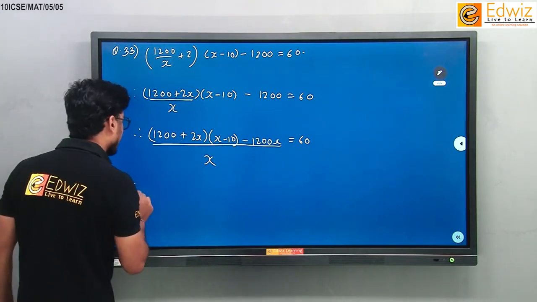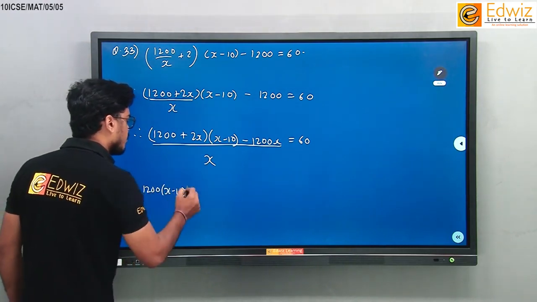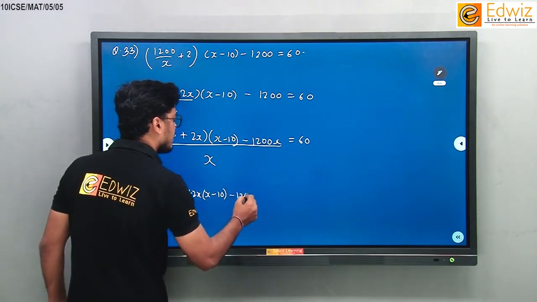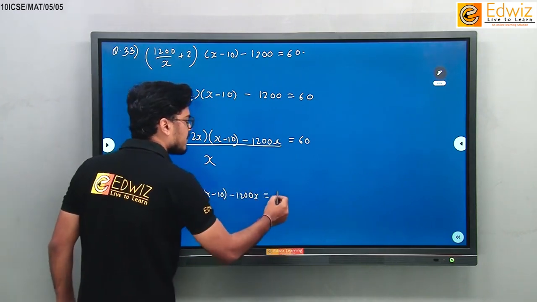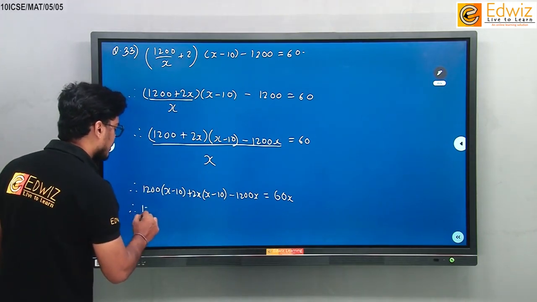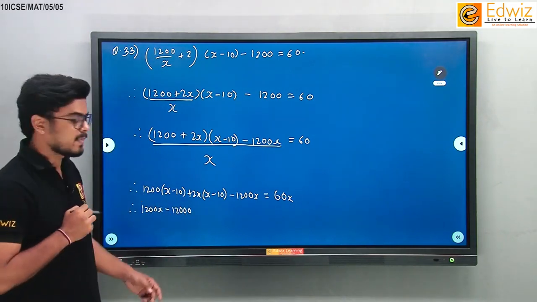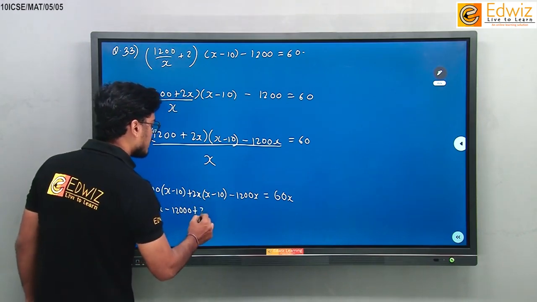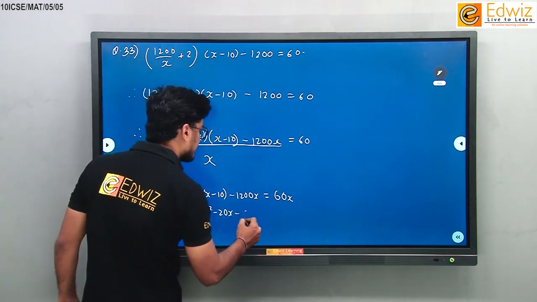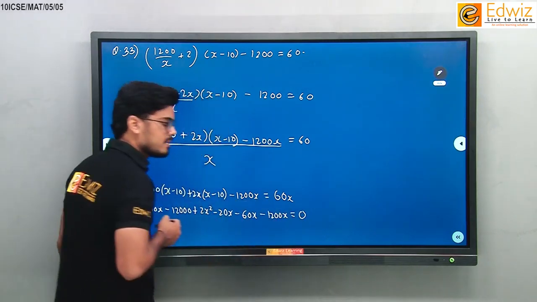Now send this x on the other side and open this bracket also. If I open this bracket, you will get 1200 multiplied by x minus 10 plus 2x multiplied by x minus 10 minus 1200x equals to, this x will get multiplied with 60, it will become 60x. Correct? Now solve this a little bit. This will be 1200x minus 12,000, because it is getting multiplied with minus 10, then plus 2x square minus 20x. Take this 60 also on this side, it will become minus 60x minus 1200x in the end equal to, on the other side now there is just 0.